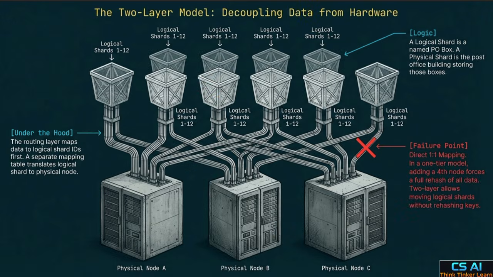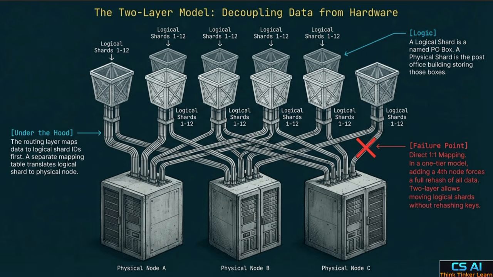To address the router bottleneck and enhance flexibility, we use the two-layer model, decoupling data from the hardware. The logic is that a logical shard is like a PO box. A physical shard is the post office building storing those boxes. Under the hood, the routing layer maps data to logical shard IDs first. Then a separate mapping table translates logical shard to physical node.